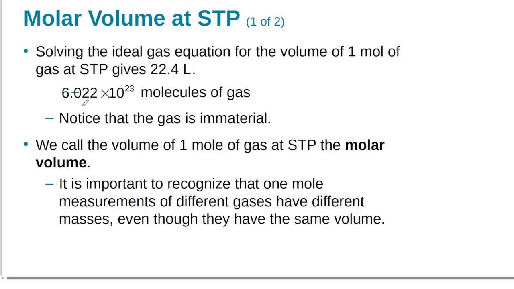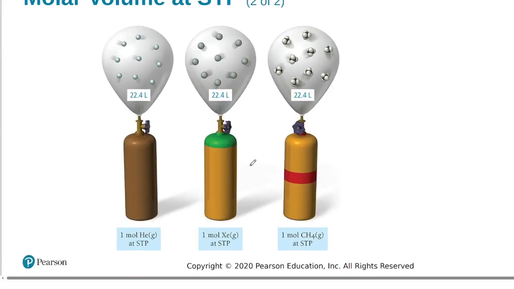We also know that 1 mole is 6.022 times 10 to the 23rd molecules, right? And so that means that 22.4 liters would give us that number of molecules, and that number of molecules would give us 22.4 liters. So 1 mole of helium at STP is going to be 22.4 liters. 1 mole of xenon is 22.4 liters. And 1 mole of methane even would be 22.4 liters, whether it's molecular or whether it's atomic.